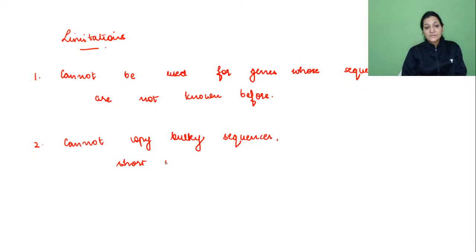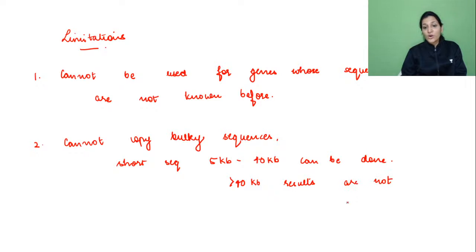Short sequences, 5 kilobase pairs to 40 kilobase pairs can be done, but above 40, more than 40 kb, results are not accurate.